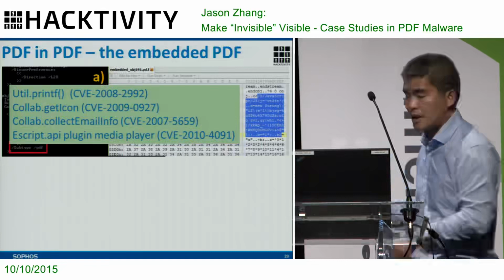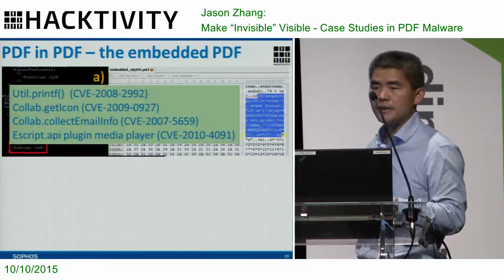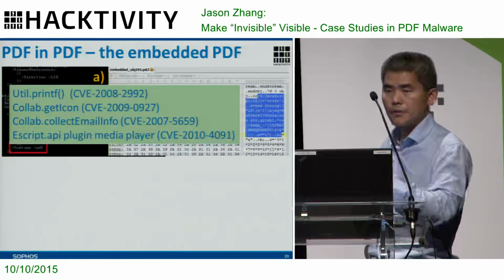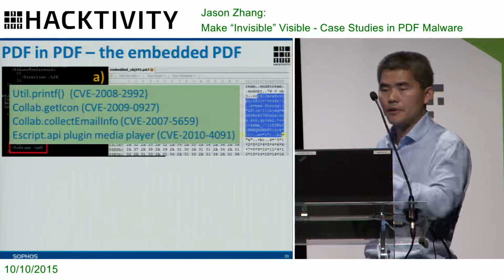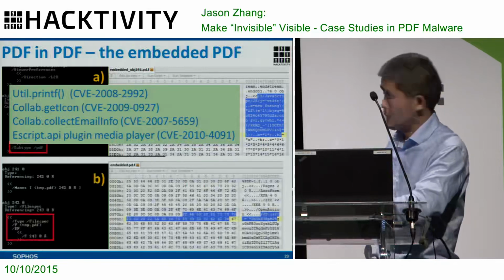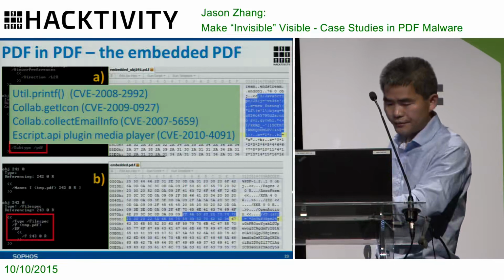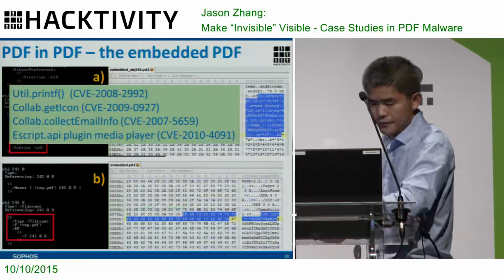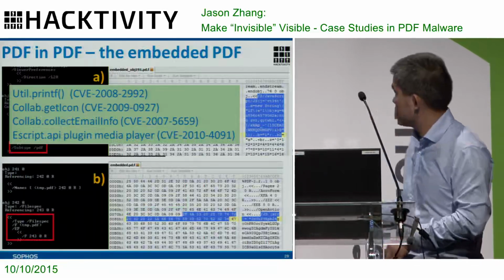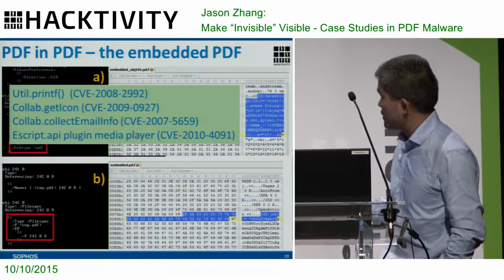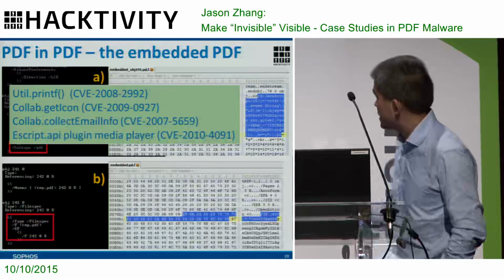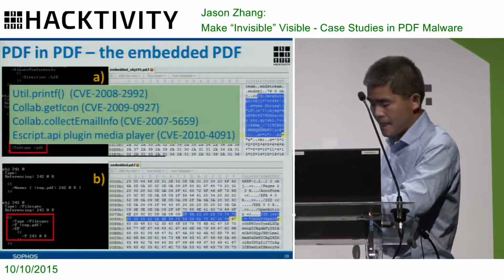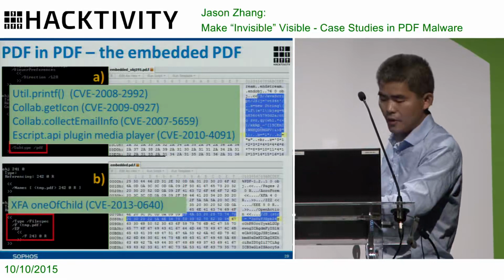In this case, it targets 4 different vulnerabilities. Basically, the JavaScript will check the PDF reader version, and depending on the version, it will trigger a certain vulnerability and then load the related shellcode. The second example here is the same. We have the embedded PDF file inside, and here you have some other dodgy JavaScript. This example attacks the XFA object.